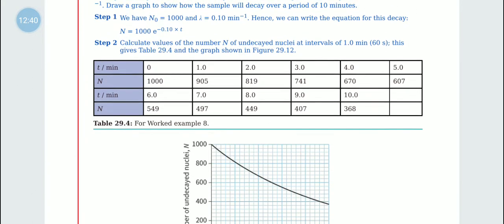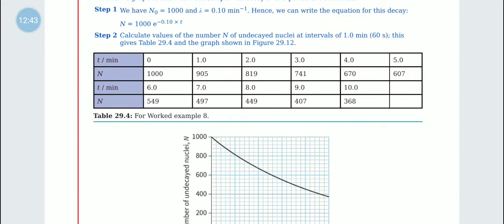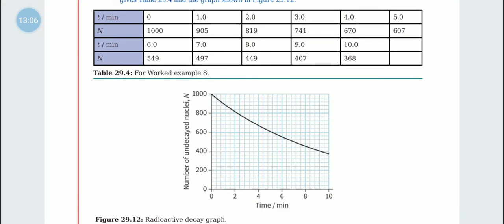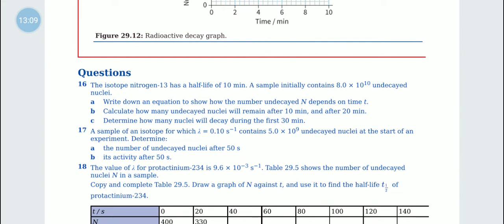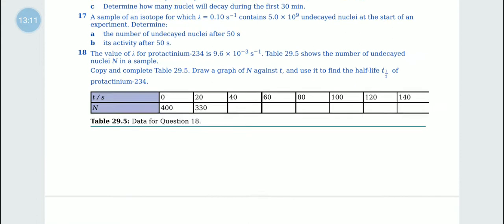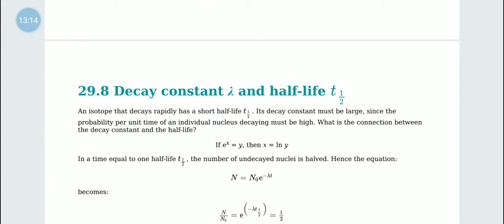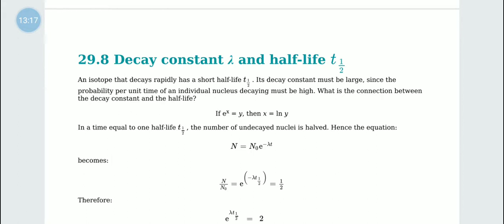Then we take data for this, because we need to draw a graph. When t is 0, we have 1000. Then using the equation, we can figure out how much is left after 10 minutes. So 0, 1, 2, 3, 4, 5, 6, 7, 8, 9, 10. We calculate how much remains, and using that data, we draw this particular graph. I hope that makes sense. If it does, please do questions 16, 17 and 18. Then you will be able to understand it better.